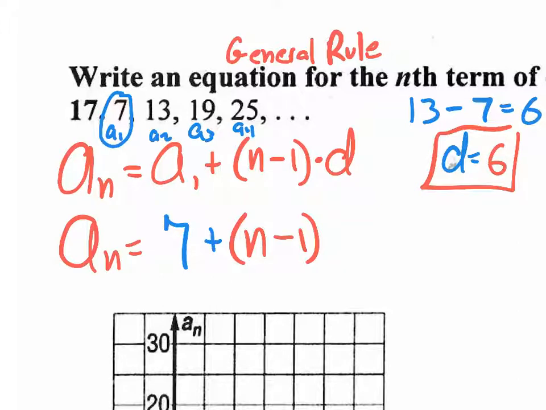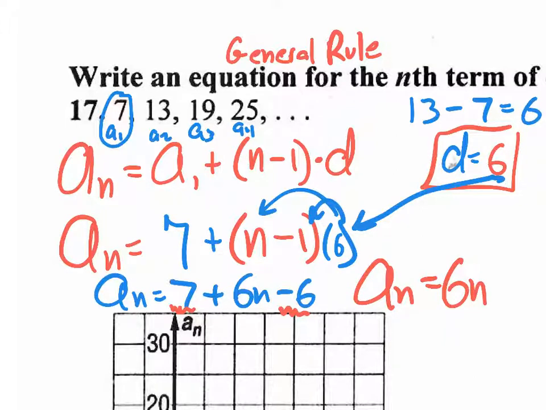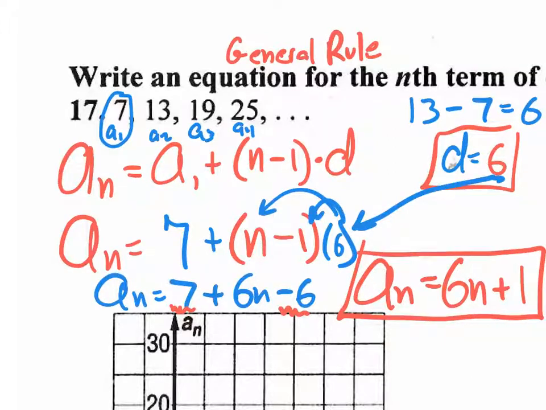So yeah, the common difference is 6. So let's plug in the 6 right here where the d belongs. So times 6. And now let's make this look nicer by simplifying 6 times n, 6n. 6 times negative 1 is negative 6. And of course you have the plus 7 right in front. So for your a sub n rule, you could even make it nicer by combining like terms. So combine the 7 minus 6. What's 7 minus 6? 1. So my final a sub n rule, a sub n equals 6n plus 1, because 7 minus 6 is a positive 1. Ladies and gentlemen, we found the general rule.